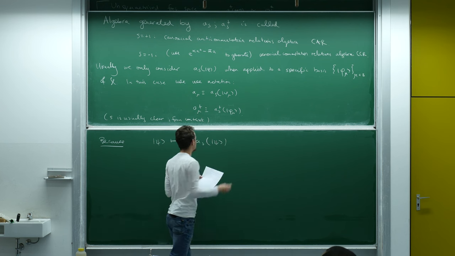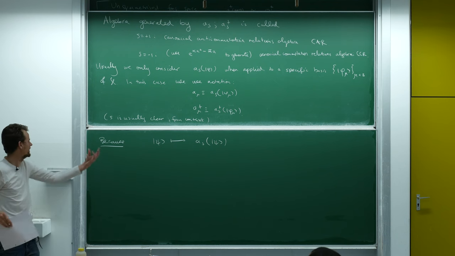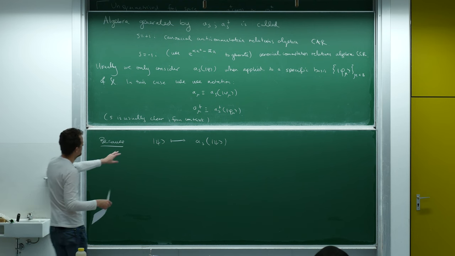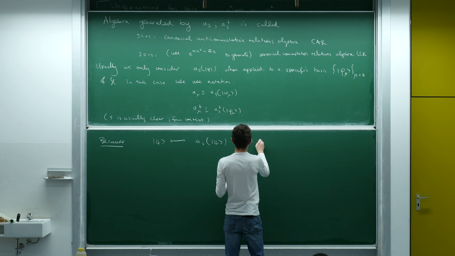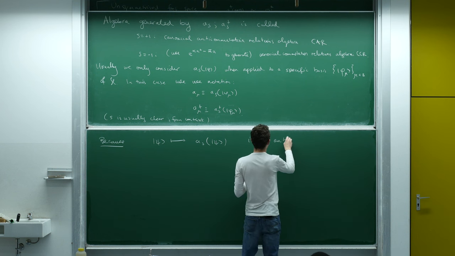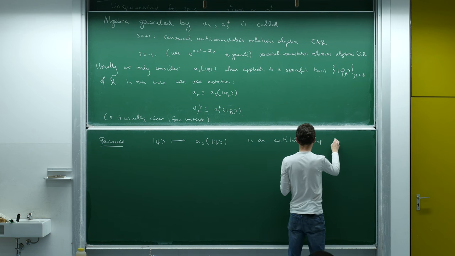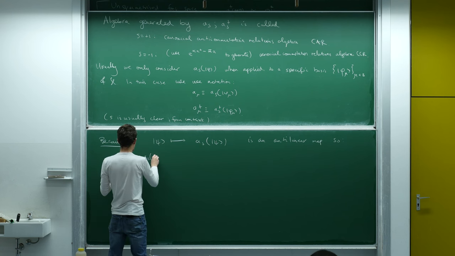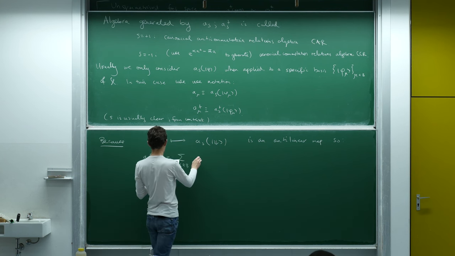It's worth noting that this map from an element of the single particle Hilbert space to the operator which annihilates a particle with mode psi, this map here, is an antilinear map. And because it's an antilinear map, we can write it out in terms of our nice new basis as follows.